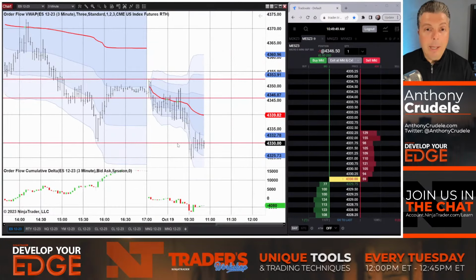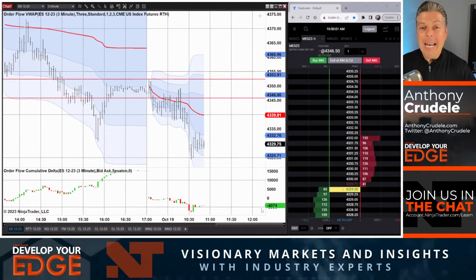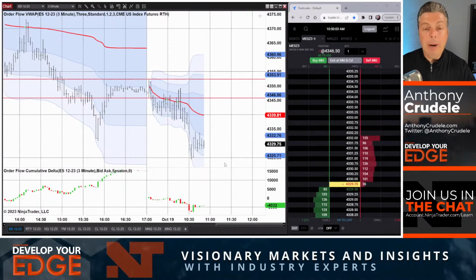And that's why I really think that it's one of my favorite tools on NinjaTrader, the order flow cumulative delta. And it just sits there and it's just telling you facts, man. It's not telling you anything else. It is plus 4,000 or negative 4,000 today. And that's it. And you look and see how it's trading on the price action.